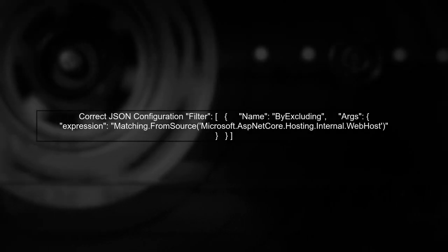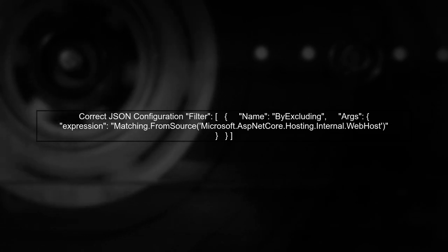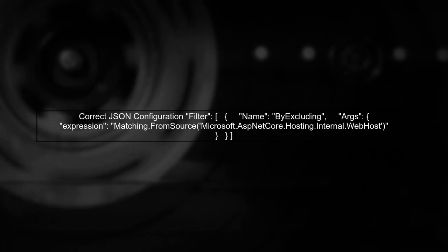In your appsettings.json, you need to structure the filter as an array of objects. Here's how you can write it correctly. Make sure to use single quotes around the source name in the expression. This ensures that the JSON parser correctly interprets the string. Finally, after updating your appsettings.json file with the correct syntax, your filter should work as expected when you run your application.